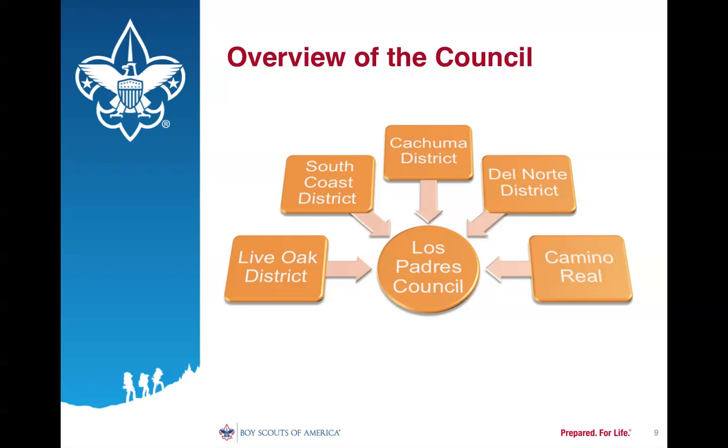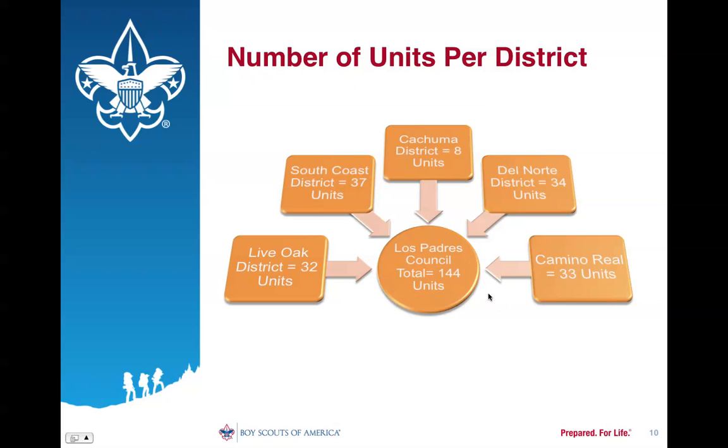Overview of the council, we have 5 major districts: Live Oak District, South Coast District, Cachuma District, Del Norte District, and Camino Real. Our district is South Coast. And we have 114 units in the entirety within those districts. As you can see, they're pretty similar across the board. South Coast has 37 units total.